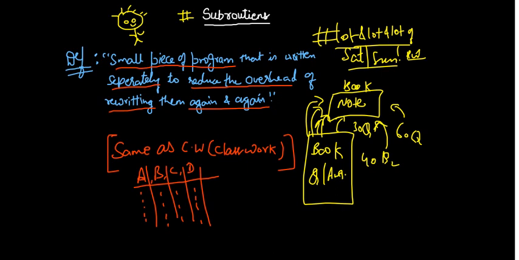So in subroutines, we write the program such that we do not need to write it again and again and again. So it's kind of a safety feature, I would like to say.